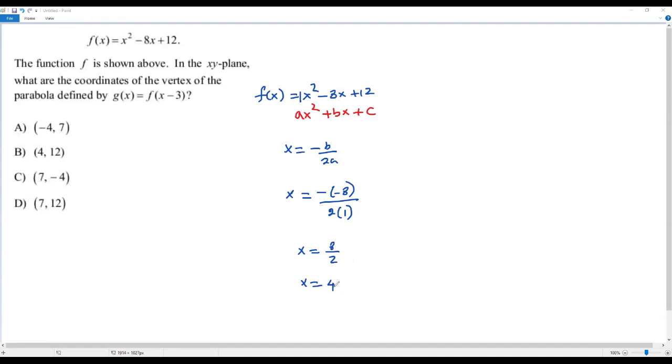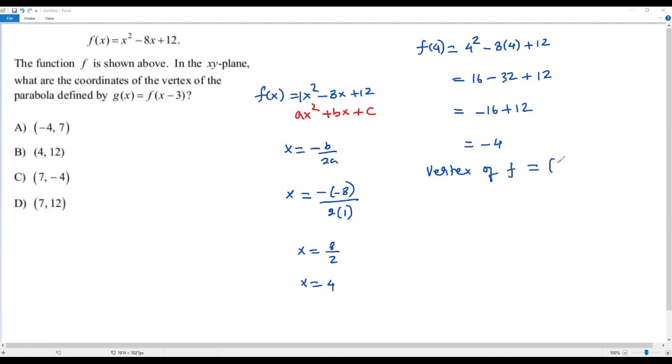Now to get the y coordinate, I have to plug in x equals 4 into the function f of x. Then I'm getting f of 4 equals, for this x squared we can plug in 4, so there is 4 squared, minus 8 times 4, plus 12. Then we get 4 squared is 16, 8 times 4 is 32, plus 12. When I combine 16 and negative 32, I'm getting negative 16, plus 12. Finally, I'm getting negative 4. When x equals 4, the value of y is negative 4. So the vertex of the function f is (4, -4). That is, the x coordinate is 4, the y coordinate is negative 4.